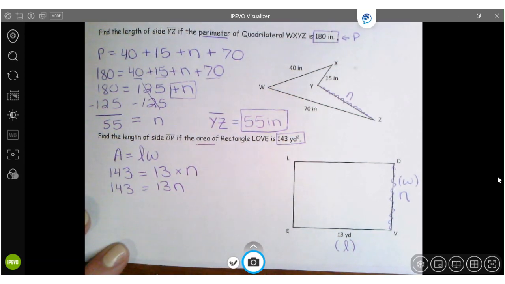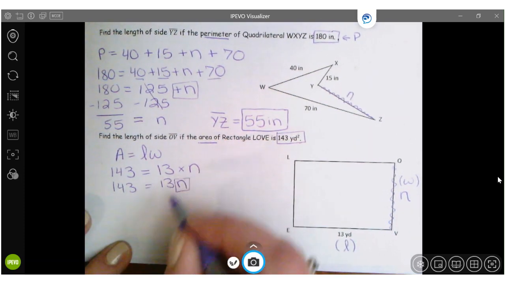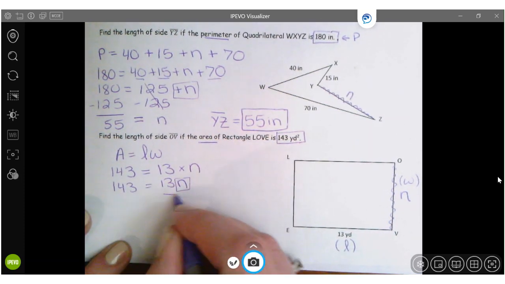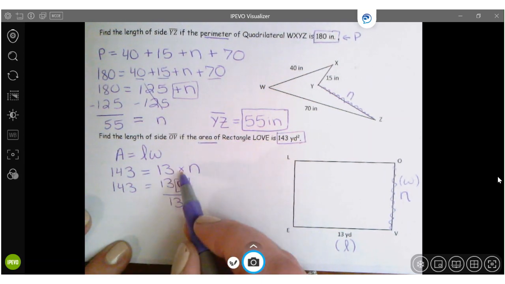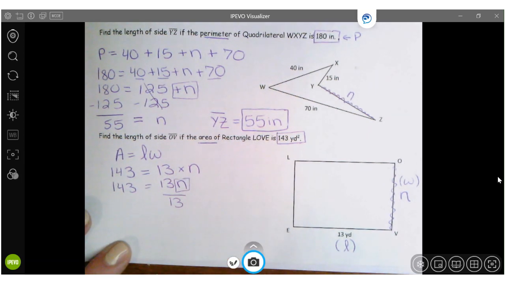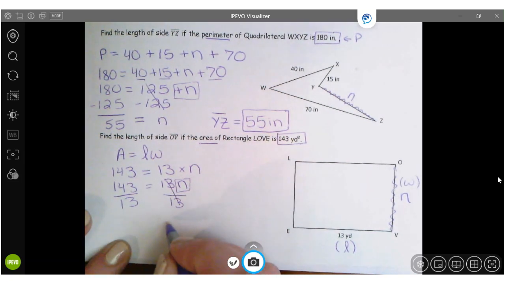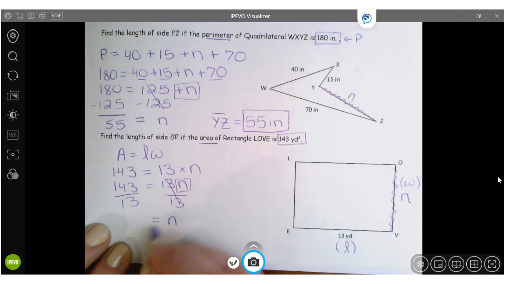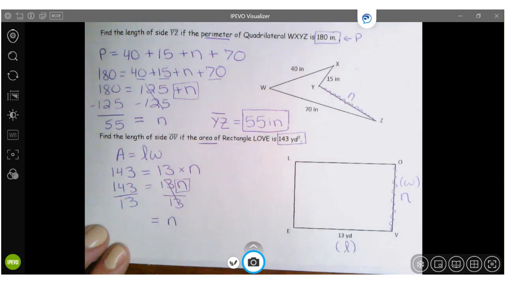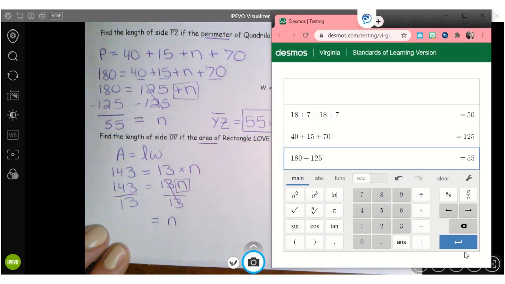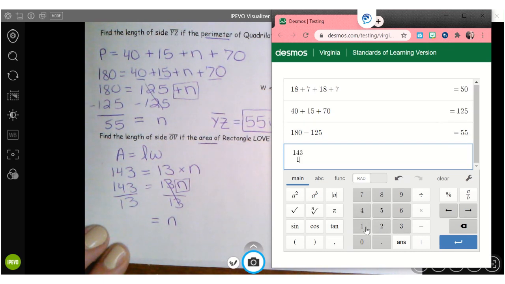All right, so now I have to isolate my variable, right? I have to get my n by itself. So I'll box that in. I'm going to do the opposite operation, which is to now divide by 13. In case you forgot, that was multiplication and I have to divide. I'm going to divide this side by 13, and this side cancels, and n equals whatever 143 divided by 13 is. So 143 divided by 13 would give me 11 exactly.